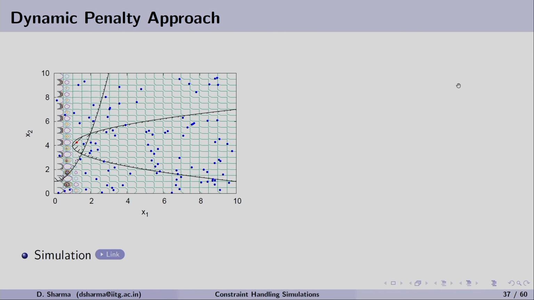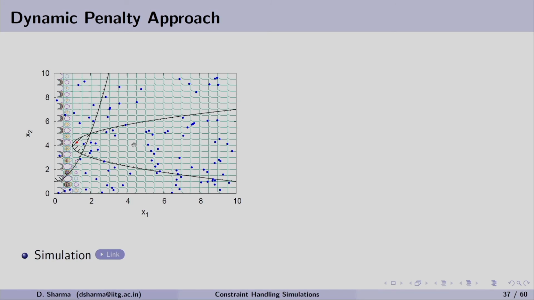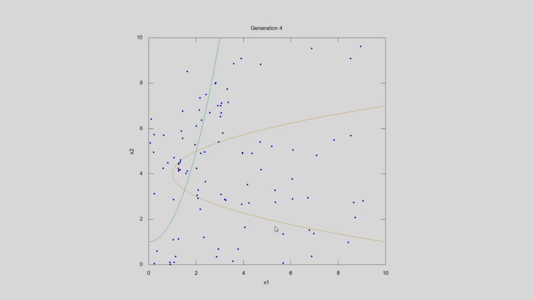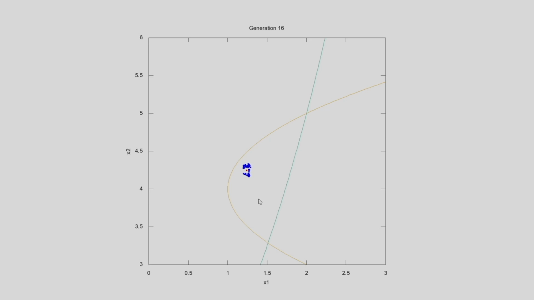Now, we will see the simulation for dynamic penalty, and as we have understood, the penalty will be increasing with the iteration. So, we will see the simulation now. Here in the x1 and x2 plane, we are starting with the same solution, and let us see how these solutions will be converging to the optimum point. Now, as can be seen, solutions have already converged in the feasible space, and now they have converged to the optimum solution as well.